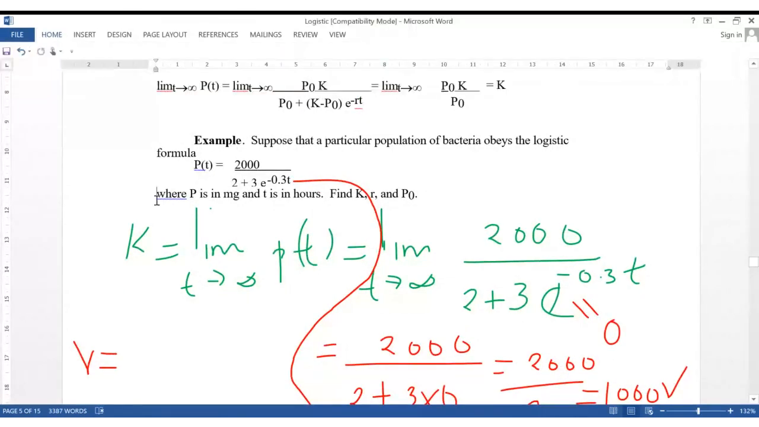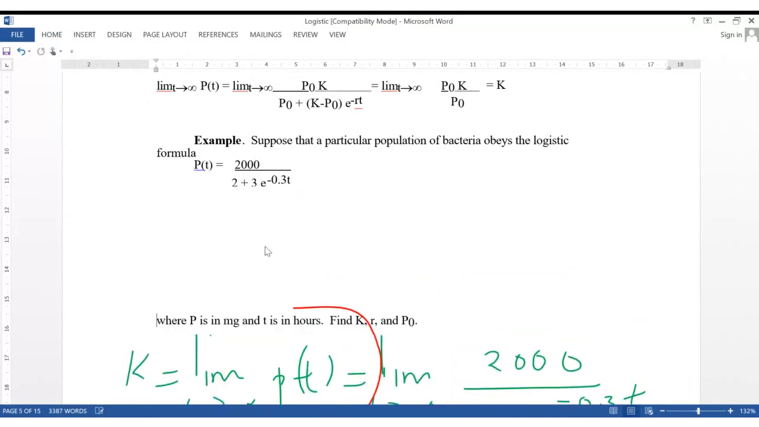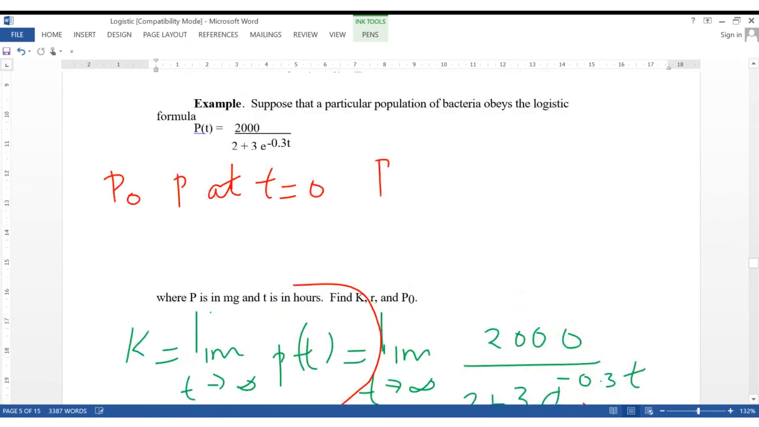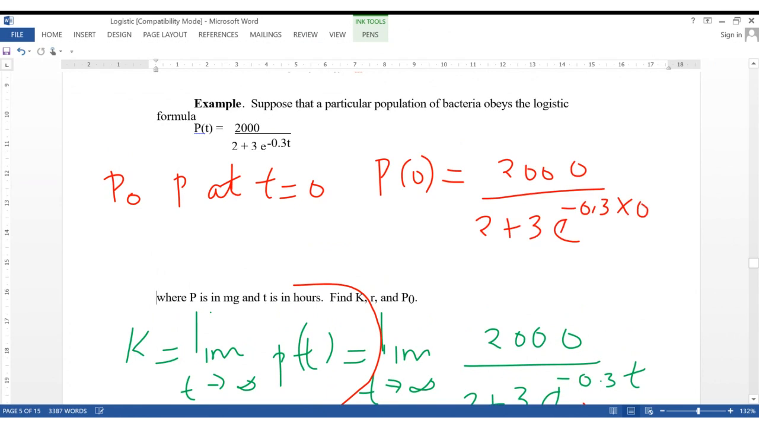Now let's do P naught, because I want to use this equation. My P naught is the population at what particular time? From the theory, P naught is the population at t equals 0. So I'll just replace t with 0 there. P(0) will be given by 2000 all over 2 plus 3 exponential negative 0.3 times 0. If you multiply any number by 0, you get 0. Any number raised to power 0 is 1. So it remains 2000 all over 2 plus 3. 2 plus 3 is 5, and 2000 divided by 5 gives 400 milligrams.